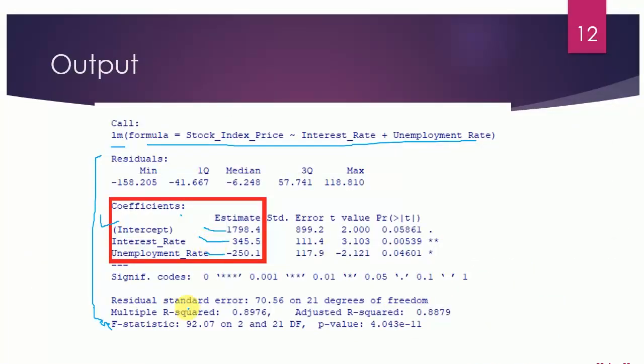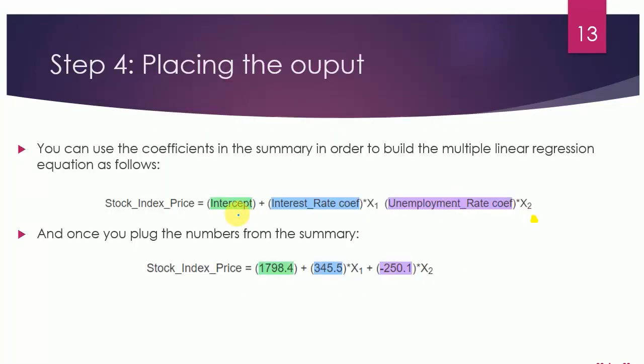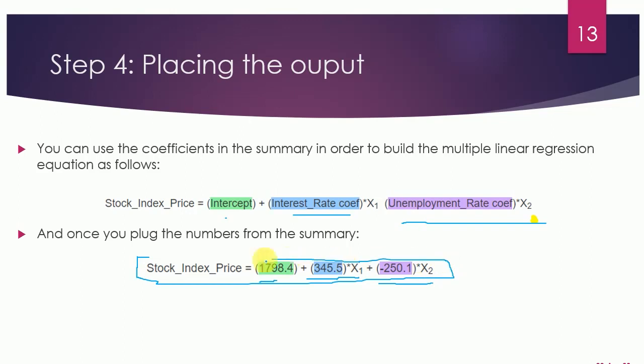The equation we can build is stock index price is equal to intercept plus interest rate into x1, unemployment rate into x2. So once we plug in the numbers from the summary, we'll have like this. This is the intercept, 345.5 into x1 minus 251 into x2. So this is my prediction for stock index price given that I have unemployment rate and interest rate.